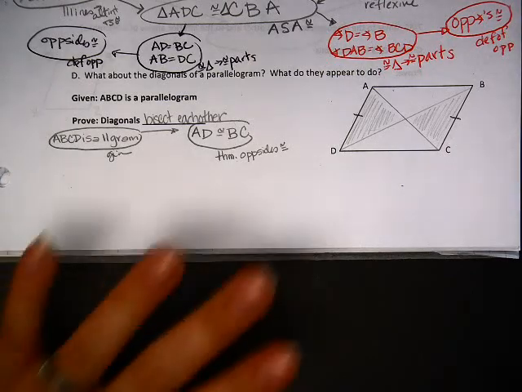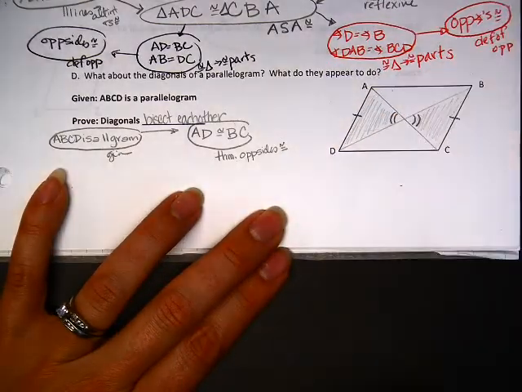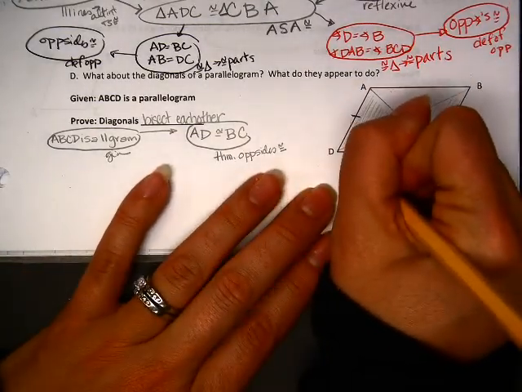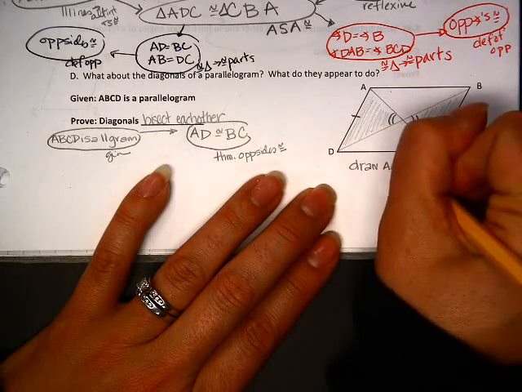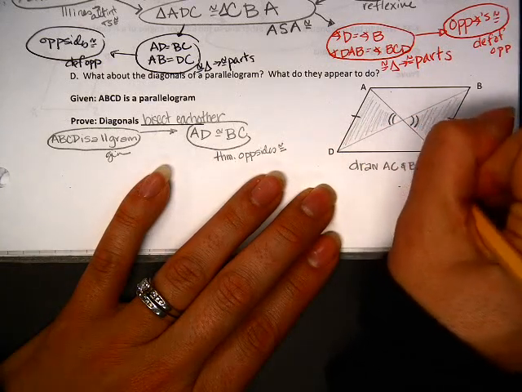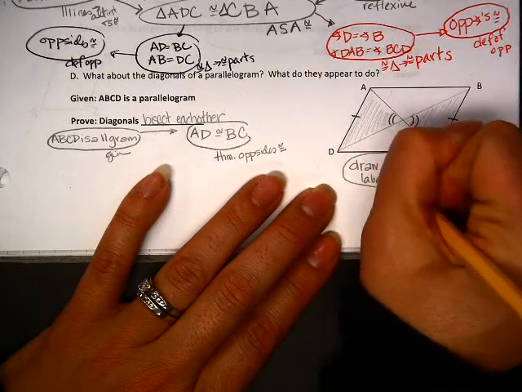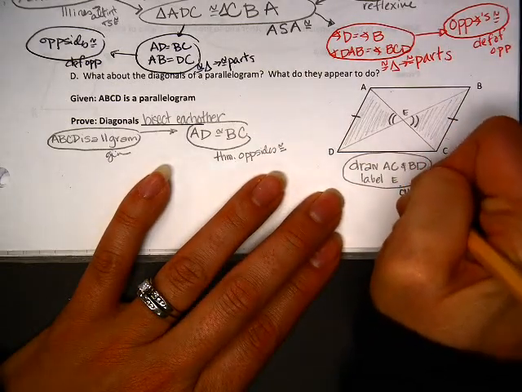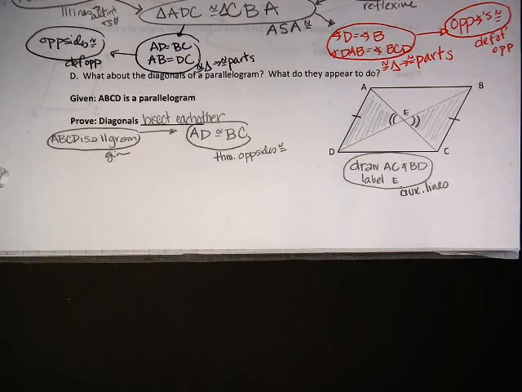I have an angle. Hopefully you all see that. These two guys right there, we've got verticals, but you know what we need still? We need to say what we drew. So we're going to draw AC and BD, and we're going to label E. So we're going to put an E inside there. This reason is auxiliary lines.